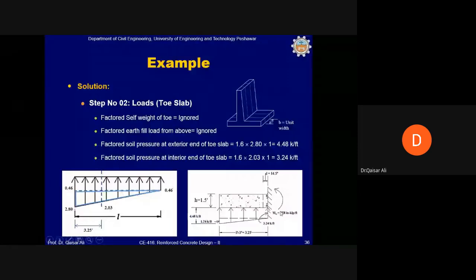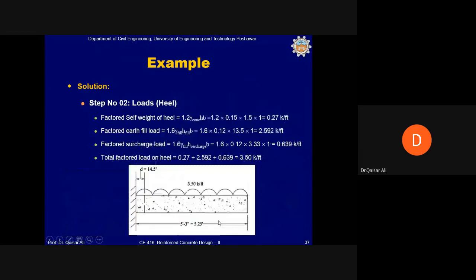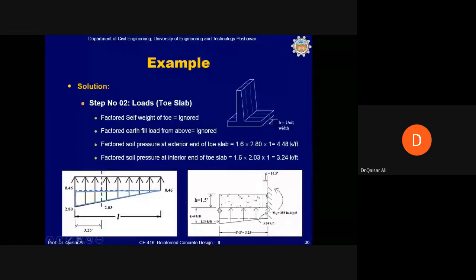Now you look at the figure in the right bottom. This is the toe. This is the junction of the toe with the arm. This ordinate was 2.8, and 2.8 multiplied by 1.6 is 4.48. Now this ordinate is 2.03, and 2.03 multiplied by 1.6 is 3.24. So this ordinate is 3.24.